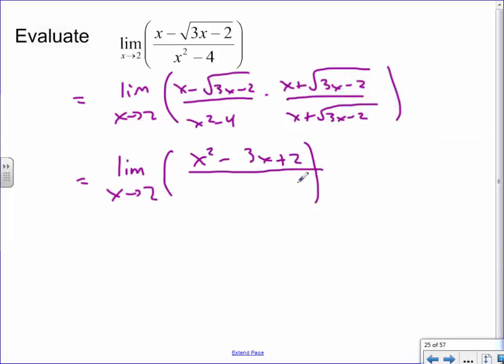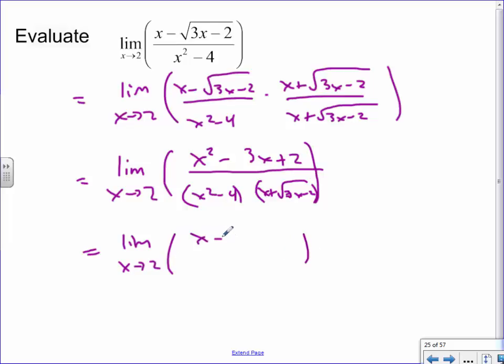On the bottom, I'm still going to have this x plus that little mess over there. That's not really nice. And you'll still have the x squared minus 4. Kind of like bracket that up. Well, hopefully you'll realize that I can now do some factoring. The top of this thing ends up being x minus 2, x minus 1. The bottom of this thing becomes x minus 2, x plus 2, and then the remaining bit is going to be the x plus root 3x minus 2.